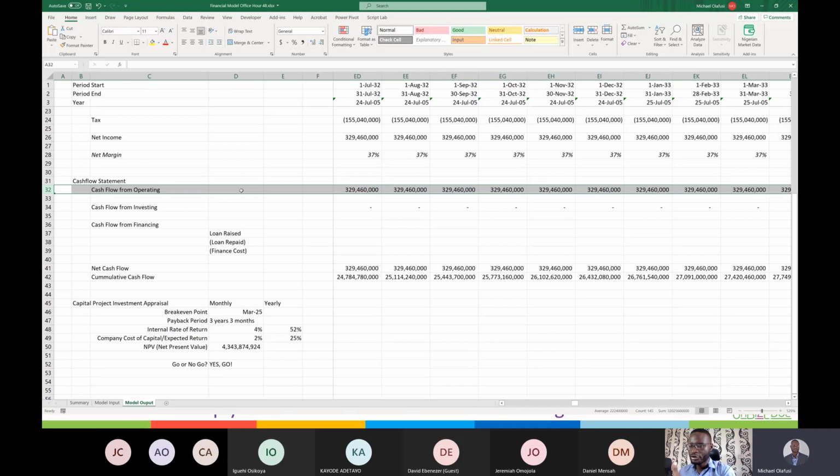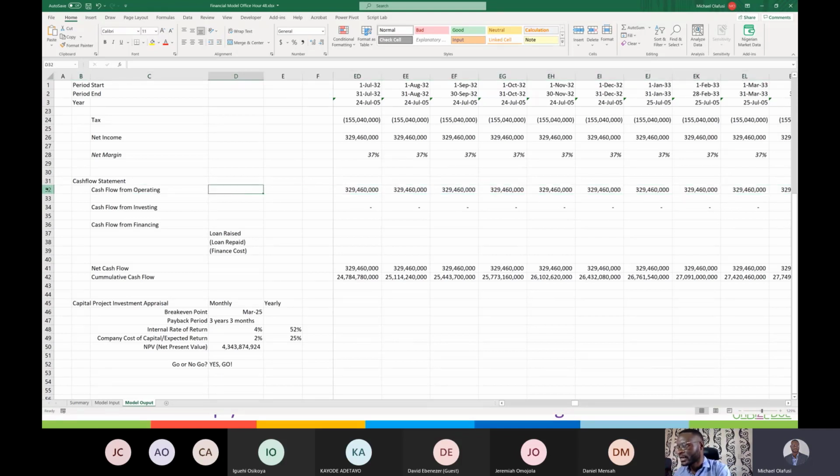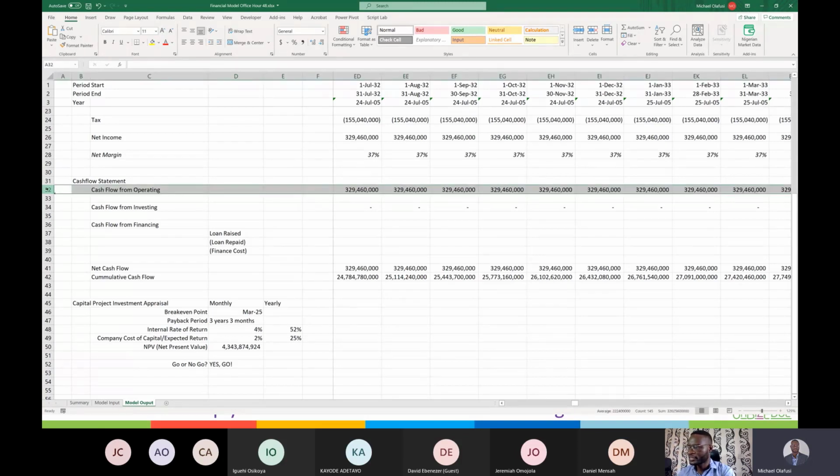All these procurement you make, you pay instantly in cash. So that's what makes it different from the full financial model. In the full financial model, you have to do balance sheet and factor in for accruals. But in this one, no.